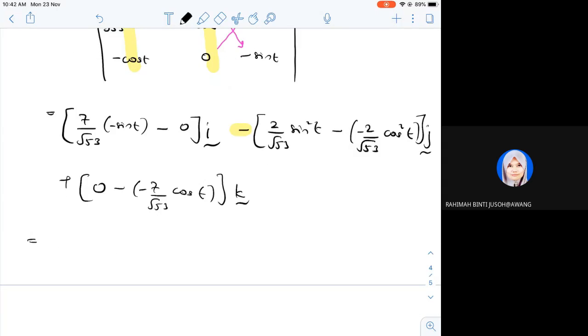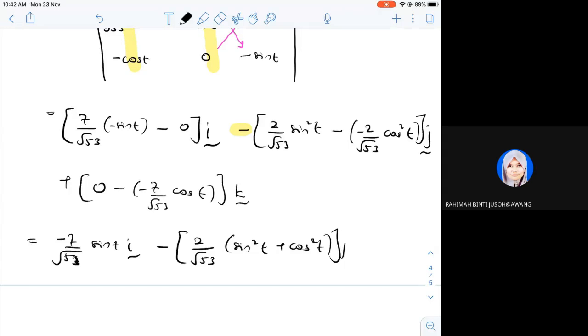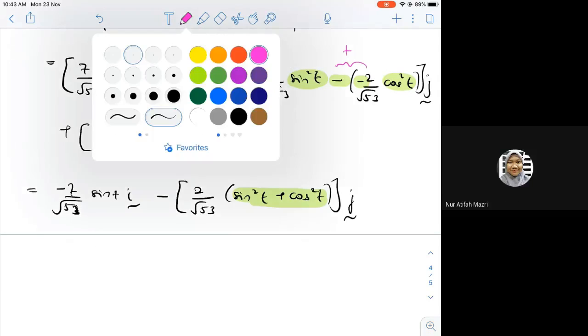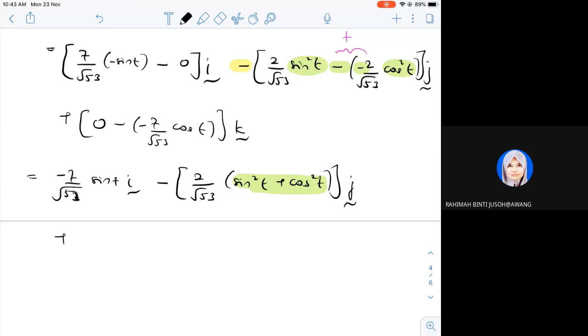All right, so next we will have negative 7 over square root 53 sin t i, minus 2 over square root 53 times sine squared t plus cos squared t, for the j direction. As you notice here, we have sine squared and then we have negative, negative, so becomes plus. And then this is cos squared t. That's why we have this. I take out the coefficient, so we have sine squared plus cos squared t. Understand? Okay, good. And then plus negative, negative become positive, 7 over square root 53 cos t k.